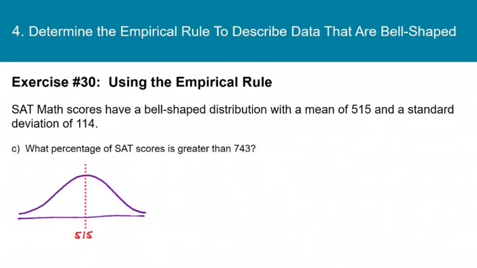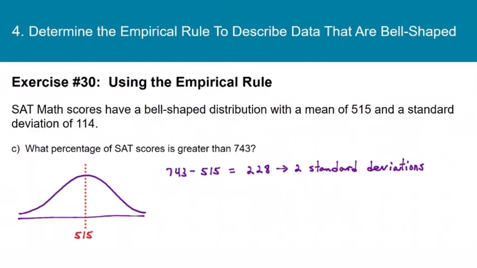Now let's have a look at part C, which asks us what percentage of SAT scores is greater than 743. So I've drawn our curve and I've put the mean in the middle, 515, and now we want to find out how many standard deviations away from our mean this 743 is. So let's subtract 743 minus 515 and we'll get 228. And the question now is, how many standard deviations does that represent? So if you take 228 and divide it by 114, you'll see that 228 is worth 2 standard deviations.